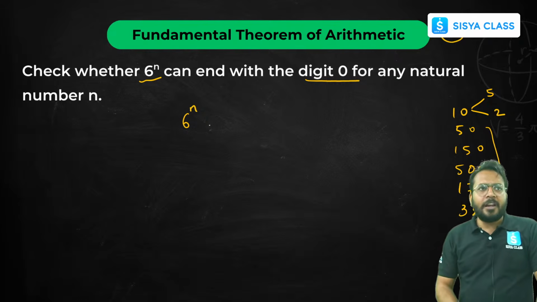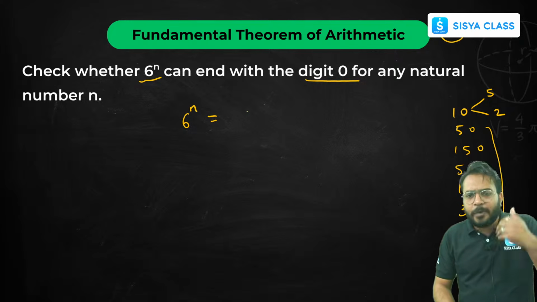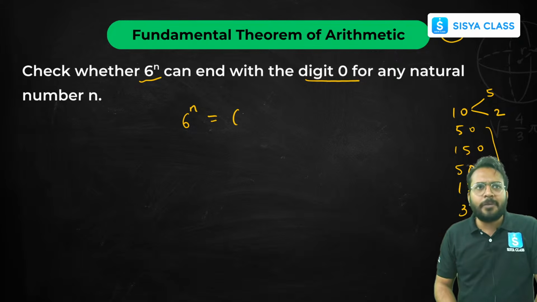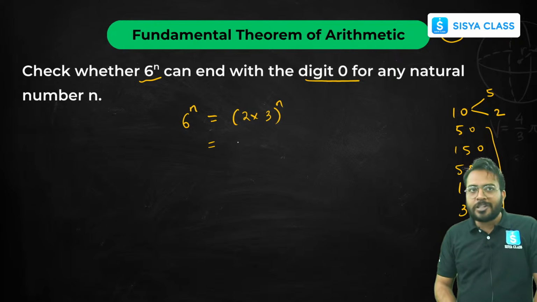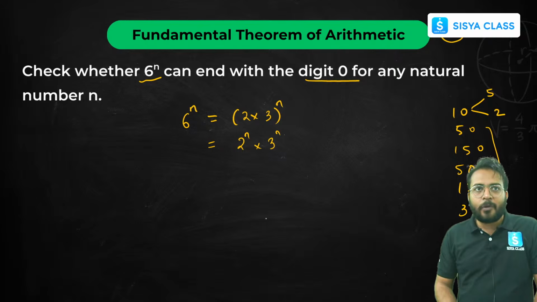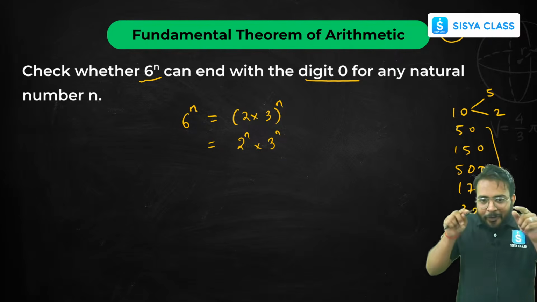And if you look at 6, so 6 can be written as what? It can be written as 2 into 3, right? So with power n, if I distribute this power, it is going to be 2 to the power n into 3 to the power n. Yes or no? And we do not have 5 in the factors.